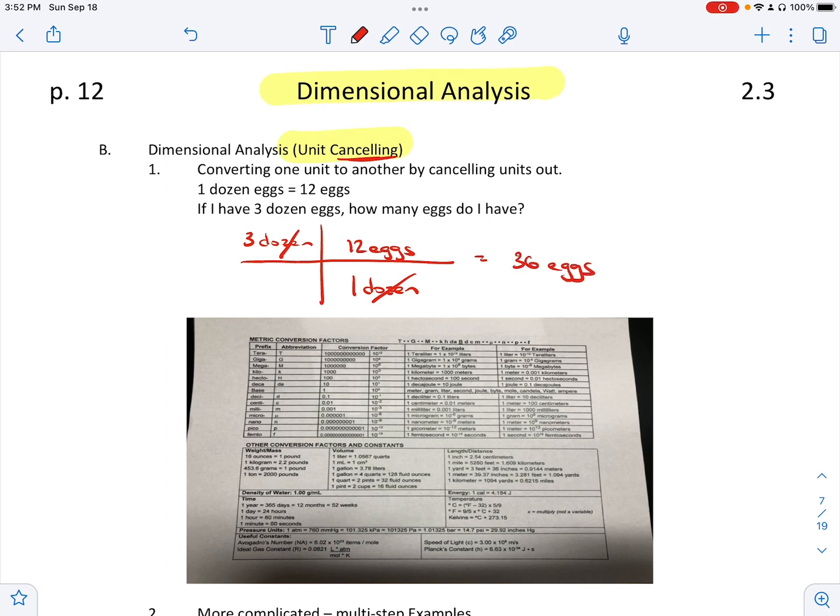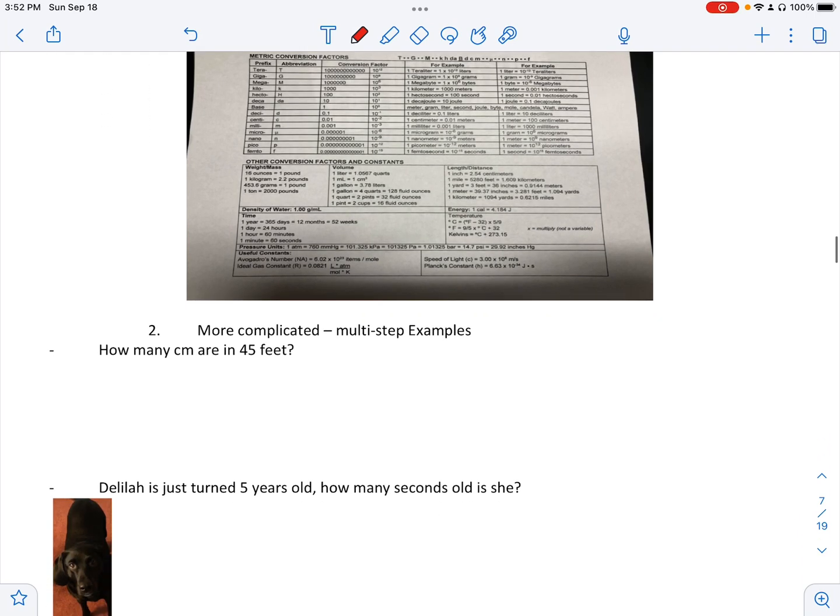On the back of your periodic table is a whole bunch of conversions kind of in that middle section, other conversion factors and constants. So we're going to use those to do our calculations. Again, we probably want to use our periodic table for this because we want to get practice on finding stuff. Those little sections are broken up into mass, volume, and then length slash distance. So let's look at this first one.